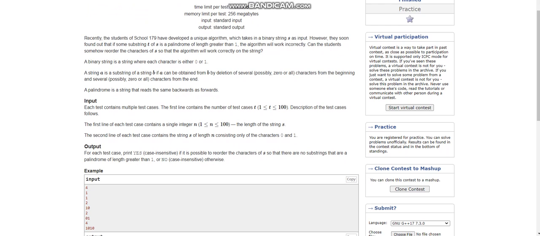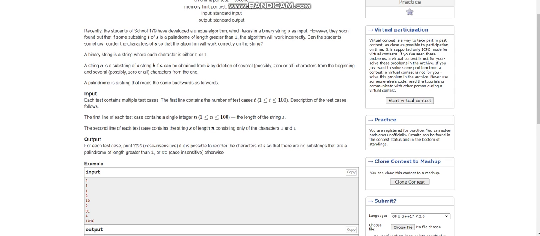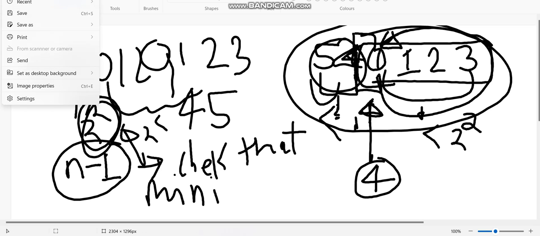You are given an integer n, the length of the string s, and the string is made of binary characters, 0 and 1. You have to tell whether it is possible to rearrange that string so that there is no substring in it which is a palindrome and whose length is greater than 1. So how will you identify whether the given string s can be rearranged like this or not? I will tell you the main intuition behind that problem.